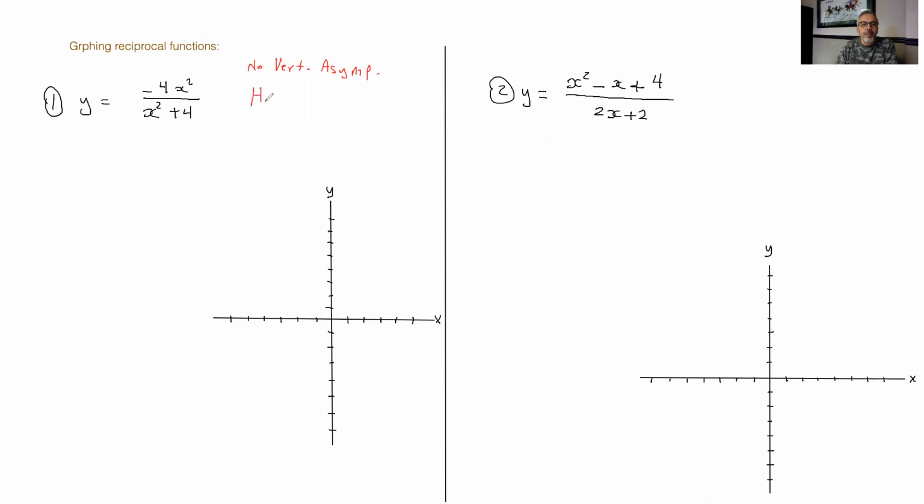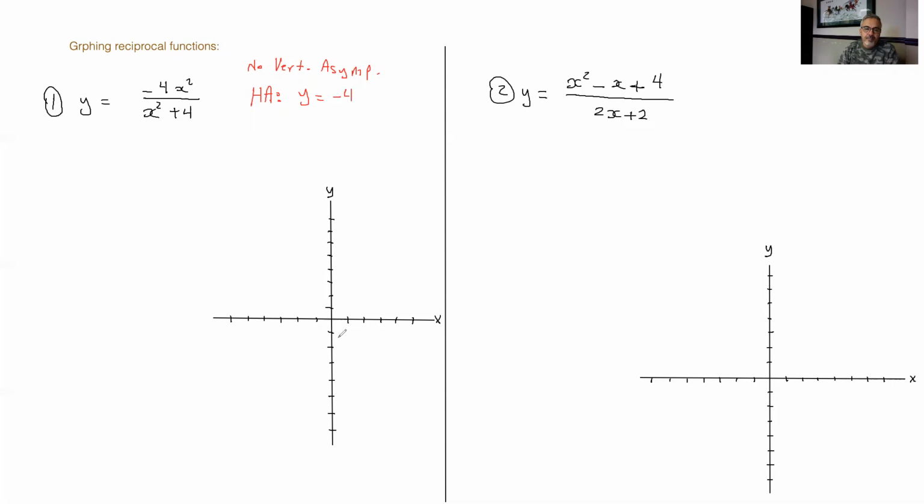Horizontal asymptote, there is. So the degrees are the same here. The top is x squared and the bottom is x squared. So it's the coefficient of the top over the coefficient of the bottom, so -4/1. So y equals -4/1, or -4 is your horizontal asymptote.